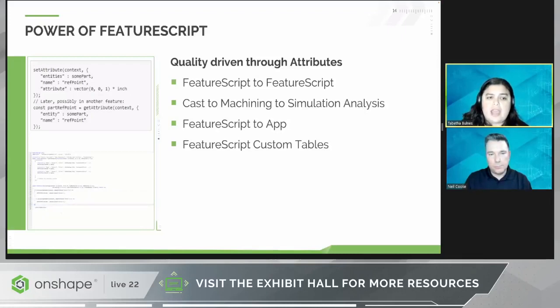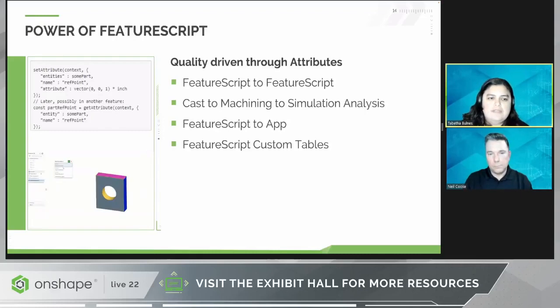We use attributes in so many of our feature scripts. We use attributes to pass information between feature scripts, or pass information going from one part studio to the next, which helps us generate casting and machine components, or pass information from feature scripts to applications, or simply to pass information to the user through custom tables. Being able to pass information has made feature scripts more powerful and has decreased the number of clicks for the user.